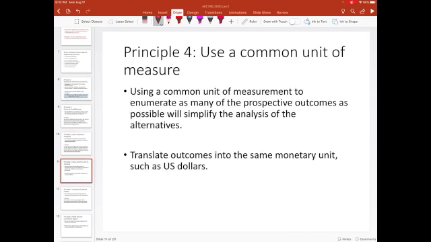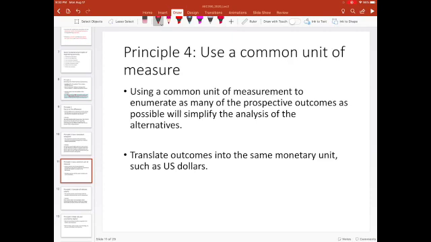And principle 4, use a common unit of measure. This means that you want to use a common unit of measurement to enumerate as many of the prospective outcomes as possible. That will simplify the analysis of the alternatives.